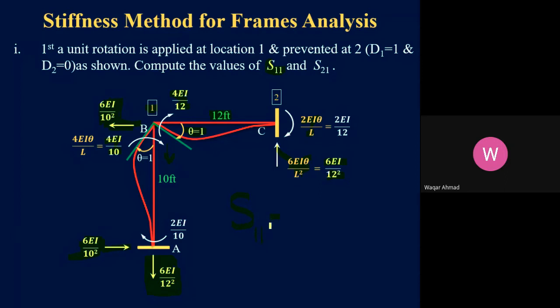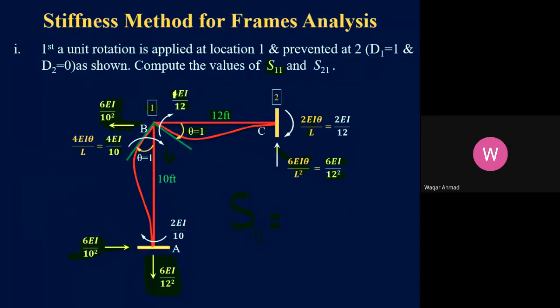And what will be the value of S11? The value of S11 will be, now if you see this coordinate 1 is shared between these two members, BC and AB. Member BC and member AB. So now you have to take both moments, or moments in both members.